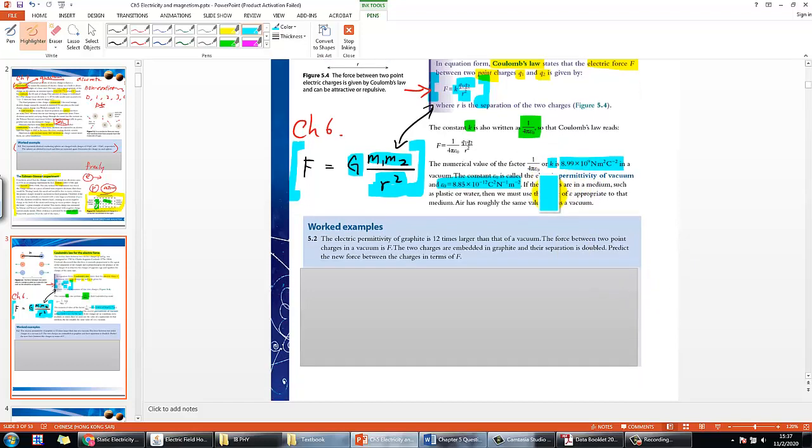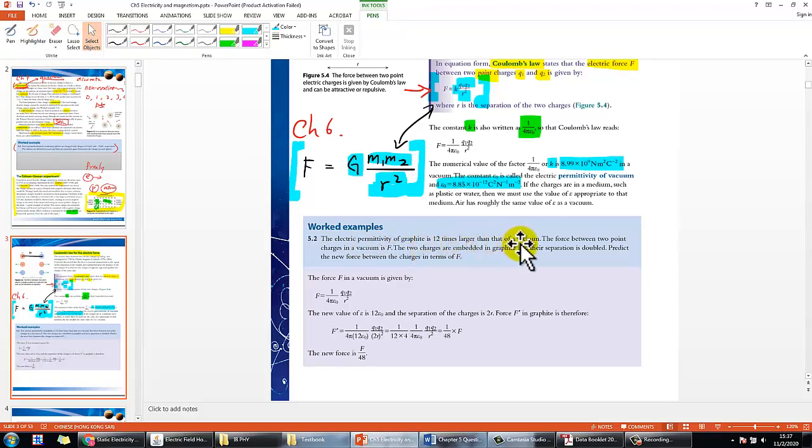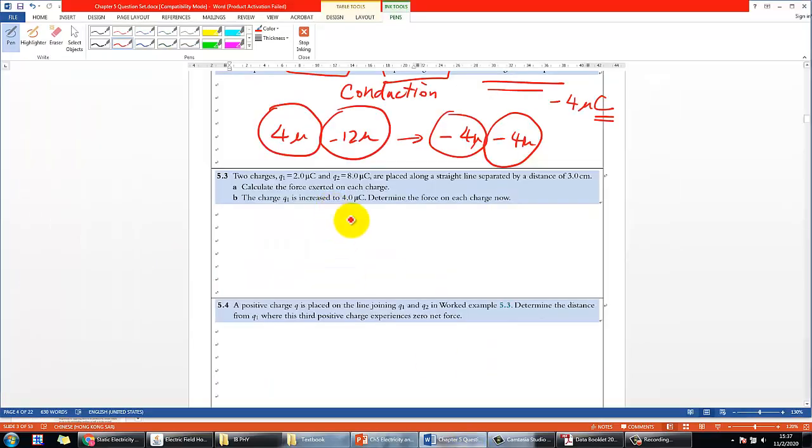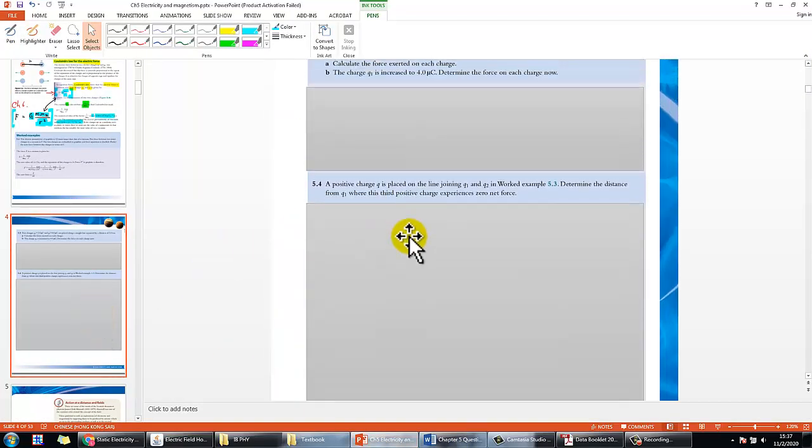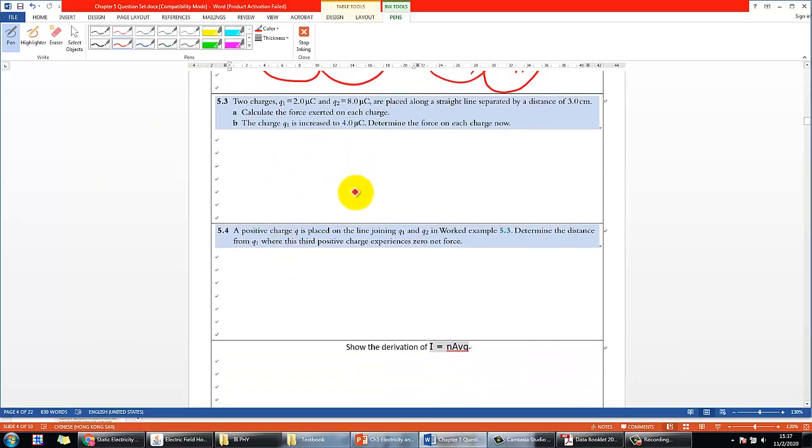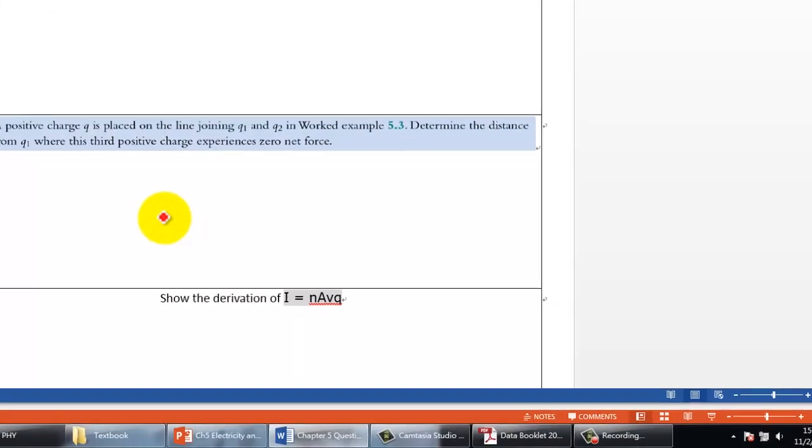And that's it. For the worked example here, I wanted you to work on the booklet, but actually it's not here, so we can just talk about it directly. It says we have graphite with a permittivity 12 times larger than that of vacuum. So basically you use the same equation, and the difference is simply that the permittivity is 12 times larger, so you just substitute that in and find the force when you change the material. The epsilon here has to do with the medium itself. So this is an example. I don't think it's that important, so I skip it in the notes. For now, I want you to do 5.3 and 4 here, then pause the video and we will discuss it very soon.